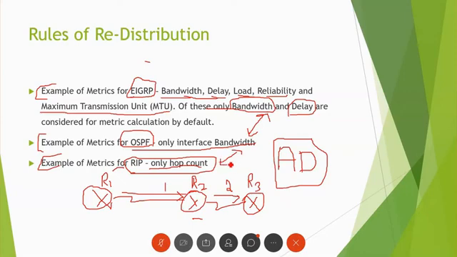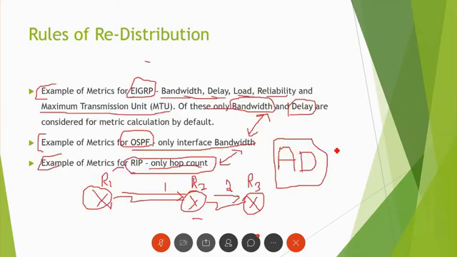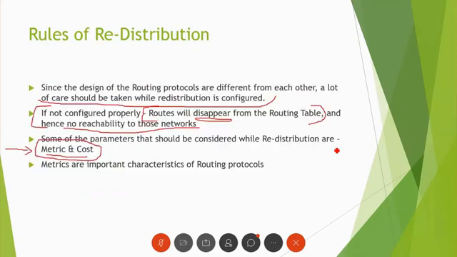So since each protocol has a different metric, while configuring redistribution, we have to take additional precautions. Some protocols require additional parameters for redistribution configuration. We cannot just say, protocol, redistribute your routes to the other protocol. That doesn't work. We have to ensure that they are provided additional parameters so that the routes do not disappear. We already mentioned earlier also, the routes disappear if you don't provide the proper parameters.